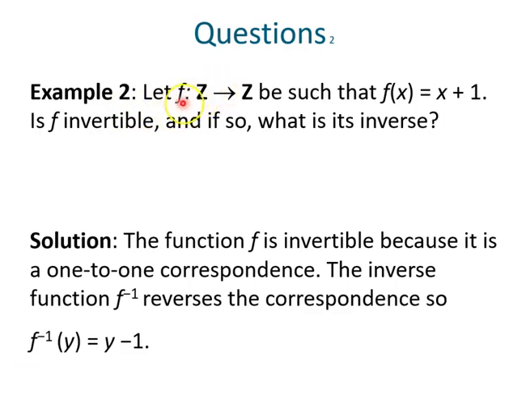In this example, we have a function f from Z to Z defined with this equation, f of x equals x plus 1 for any x in Z. Is it invertible? And if so, what is its inverse? This function is one-to-one and onto, because it is a bijection, it has an inverse. f of x adds 1 to each integer, so the inverse function will subtract 1 from each integer.